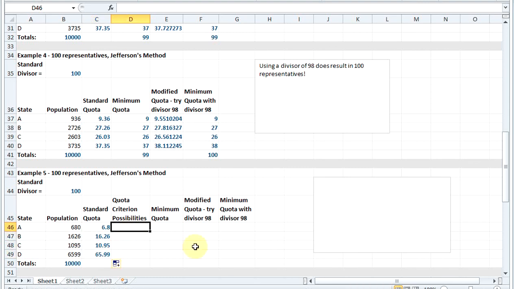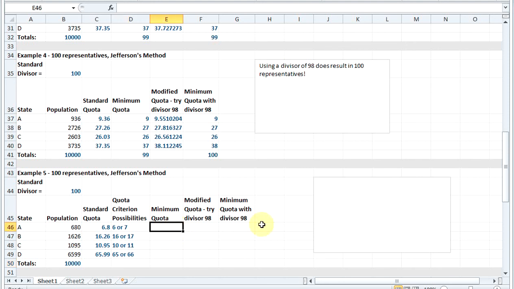All right, so what the quota criteria says is that when you assign the number of representatives per state, it should be really close to the standard quota. In fact, it should either be the standard quota rounded down or rounded up. So when we do our apportionment, state A should either get 6 or 7 people because 6.8 rounded down is 6, rounded up is 7. State B should get 16 or 17. C should get 10 or 11, and D should get 65 or 66, saying that if you're going to be fair, you should get either your standard quota rounded up or rounded down. You should be as close as possible.